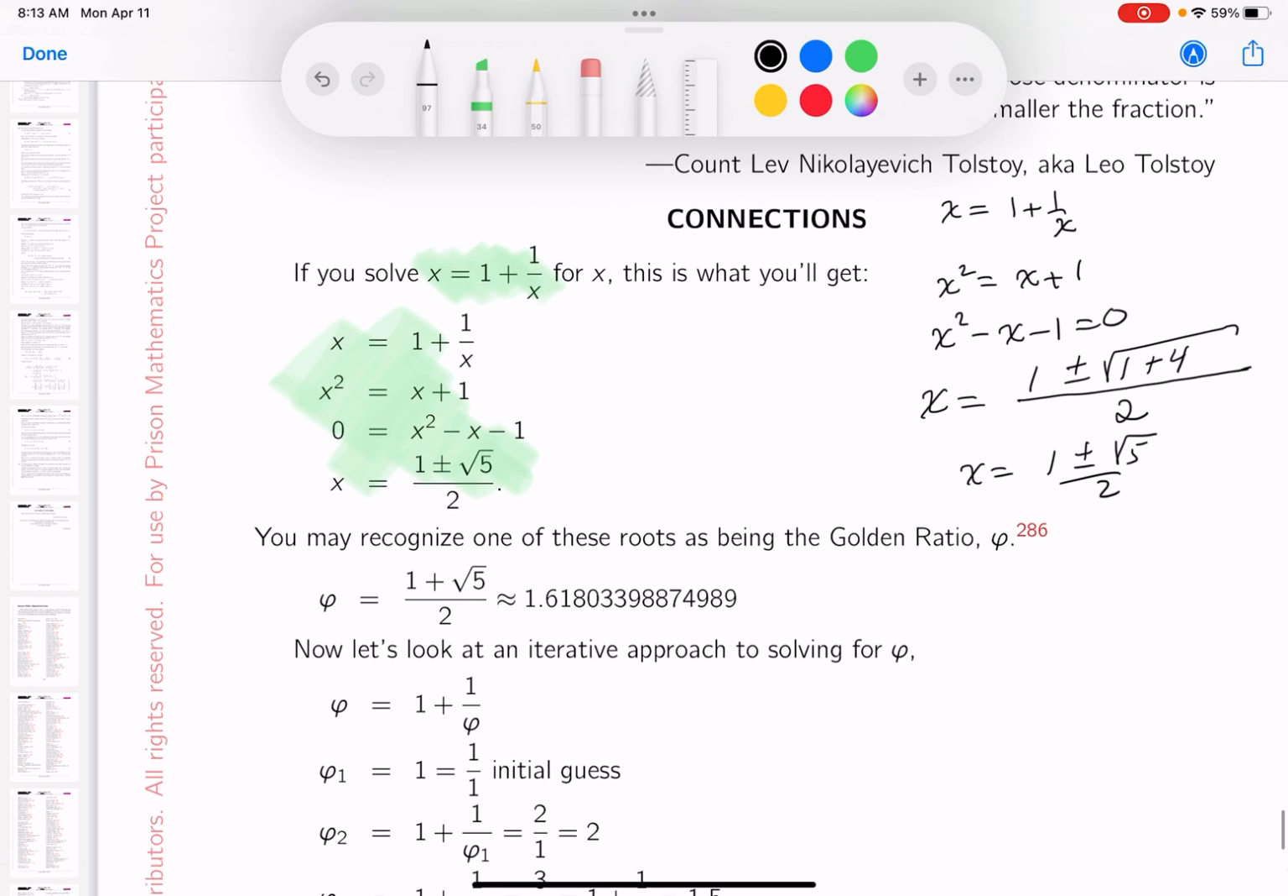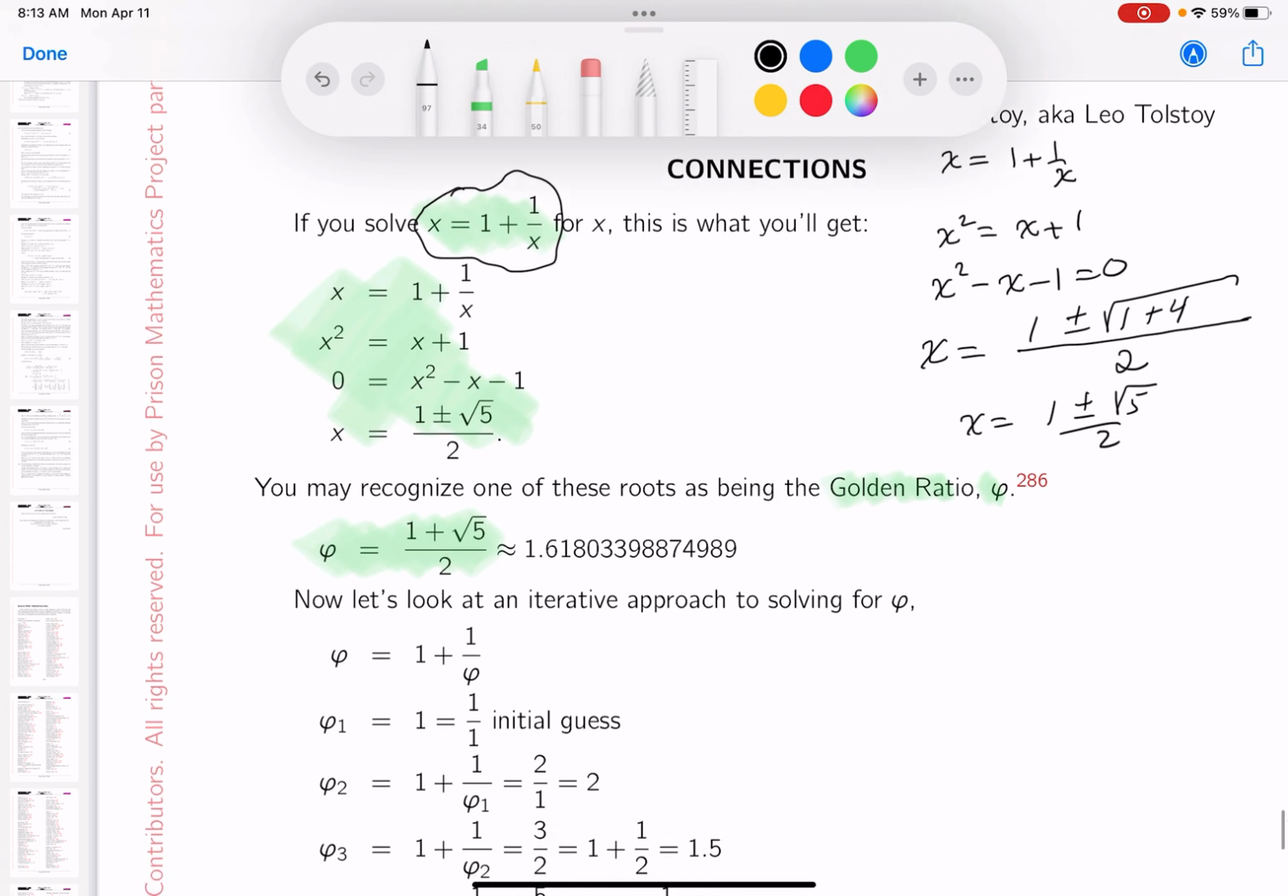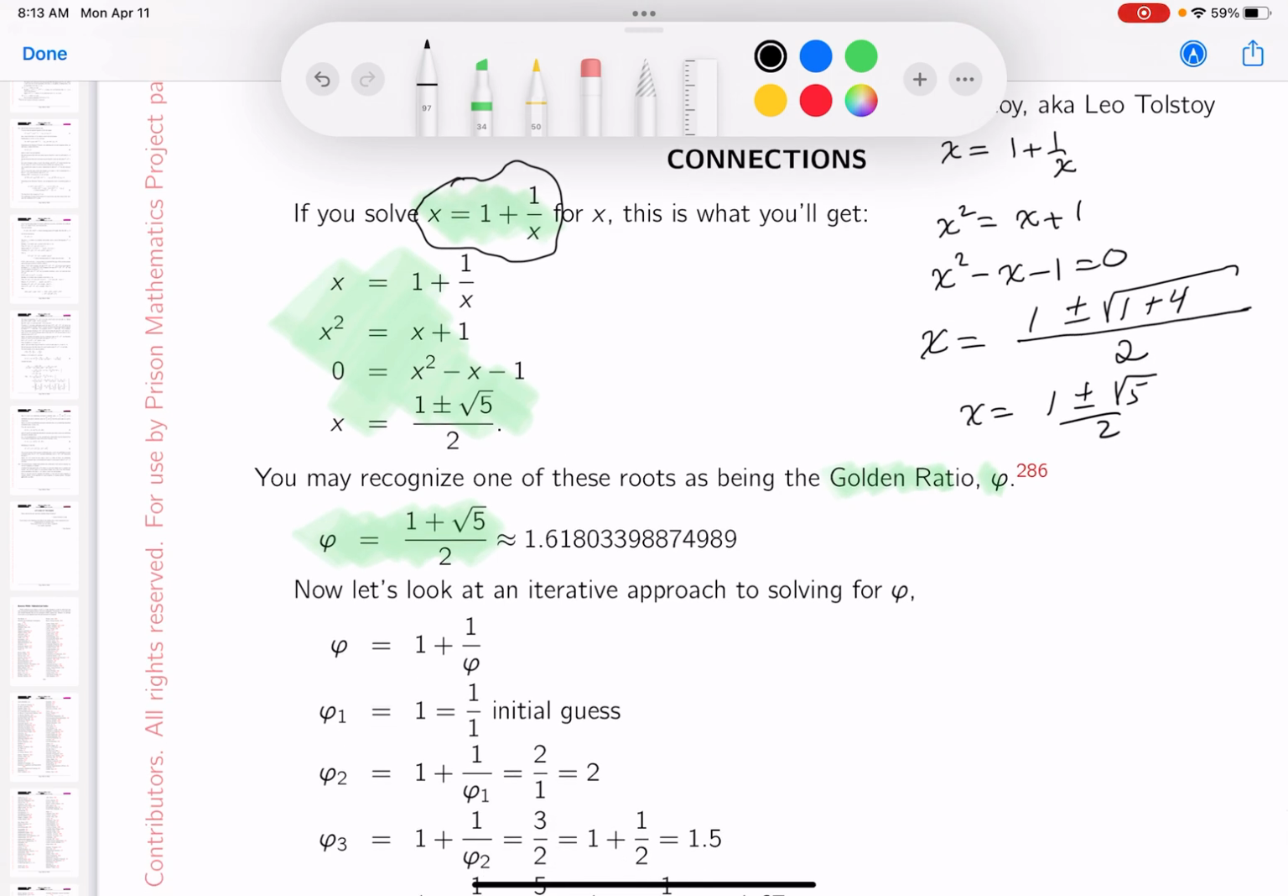You may recognize that one of those roots is a famous number called the golden ratio, symbol phi. All right? So this is the number we're trying to get. We're going to do that by looking at the original equation. I'll circle this for you. And we're going to try to get a sequence that goes towards that number without using the quadratic formula.